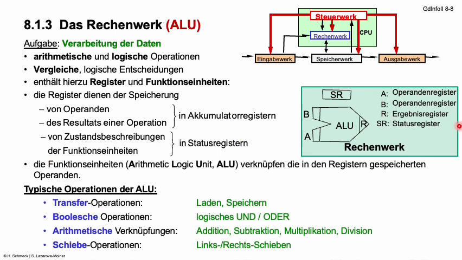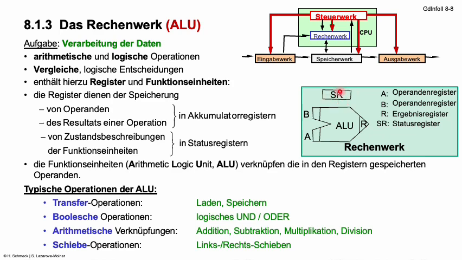You can see here an illustration. Here we see two registers for operands, and this is the arithmetic logic unit that performs an operation and then has a register to store the result. And then we have the status register, which in general is a collection of bits that record various aspects of the results of previous calculations.